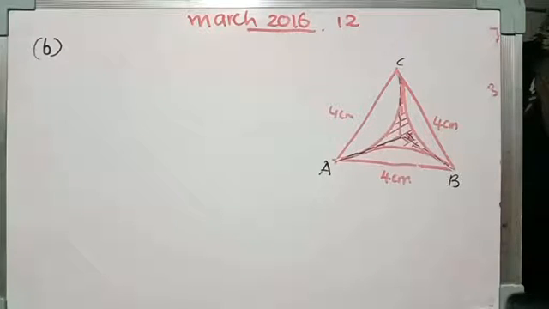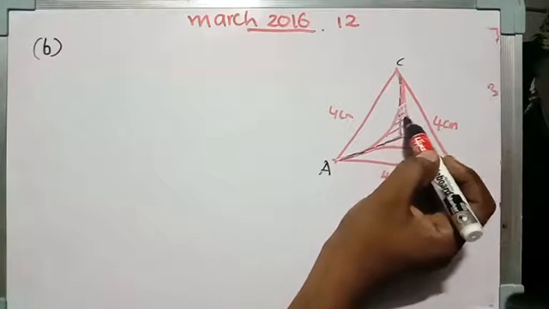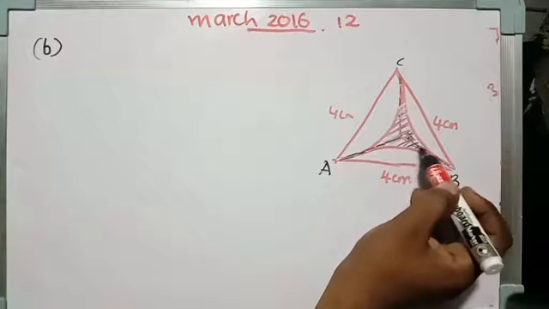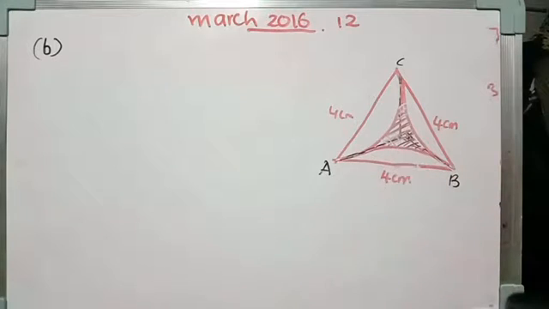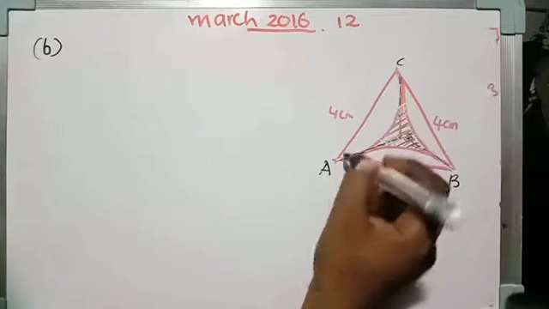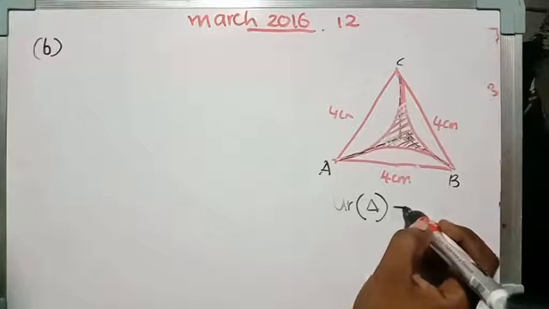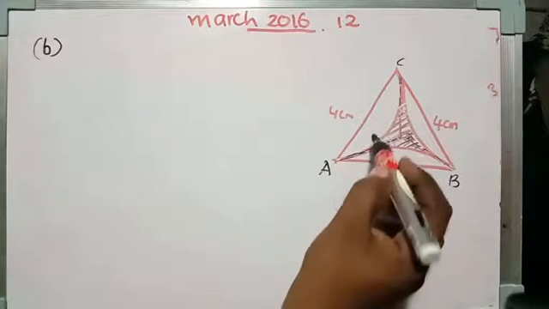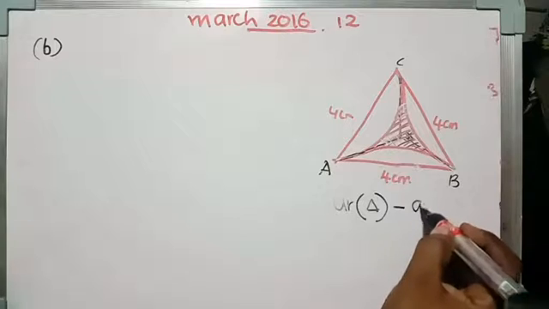Use the results in part A to find the area of the shaded region. So we have to find the area of the shaded region, and you know the shaded region is this one. You might have got the idea to find the area of this shaded region. It's nothing but area of triangle minus area of three sectors.